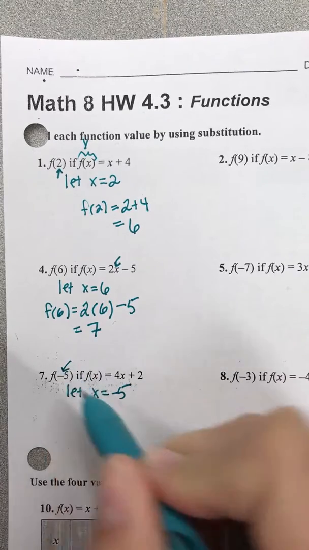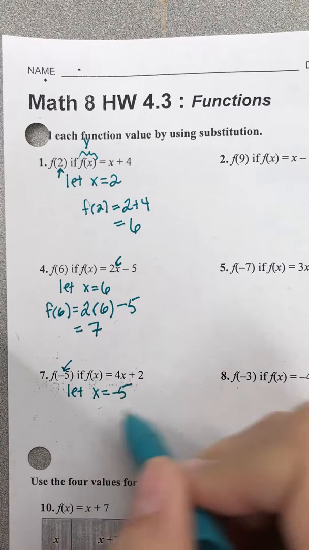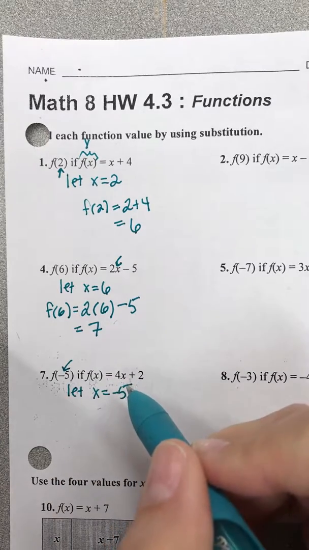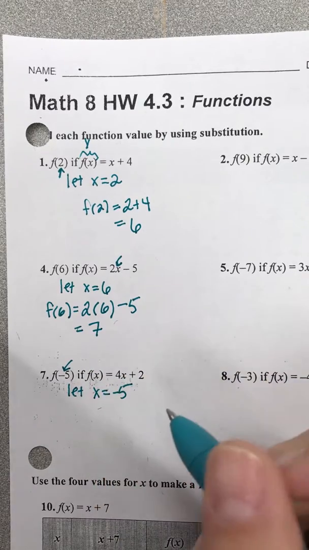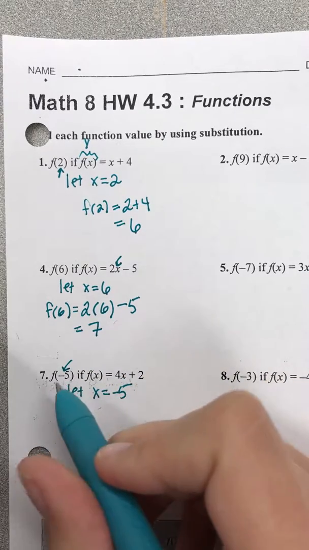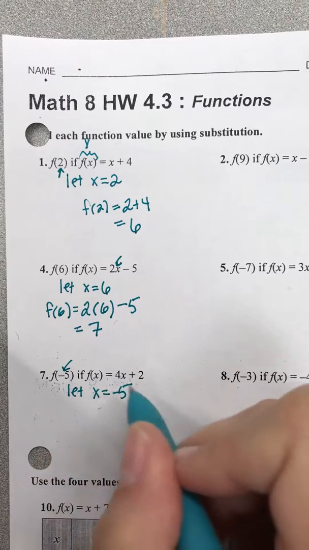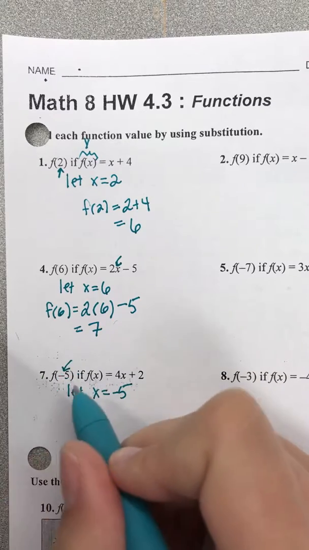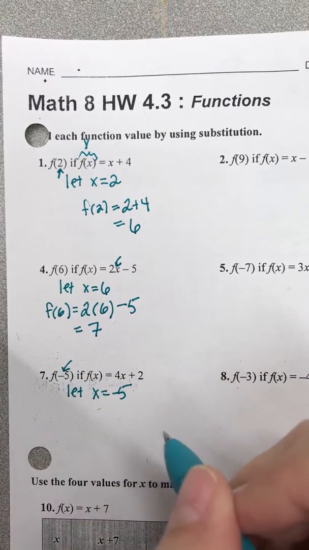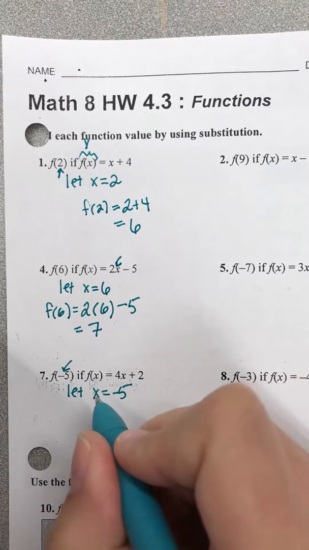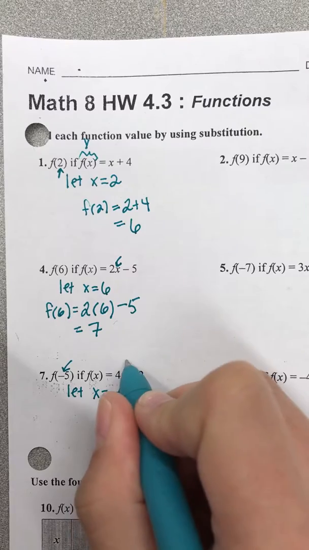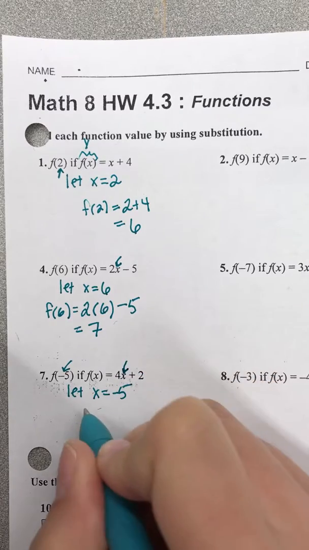If I look at problem number 7, it says let x equal negative 5. This is just a fancy way of writing let x equal negative 5. You'll notice that as we move on in our algebra, we start to shorthand certain things, and shorthanding let x equal negative 5 into what is f of negative 5 is one thing that we try to shorten. Now, if I let x equal negative 5, I'm going to substitute negative 5 in for x.